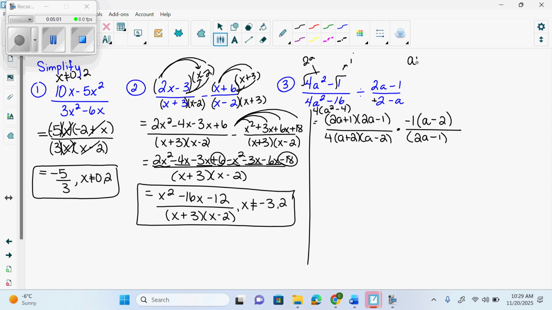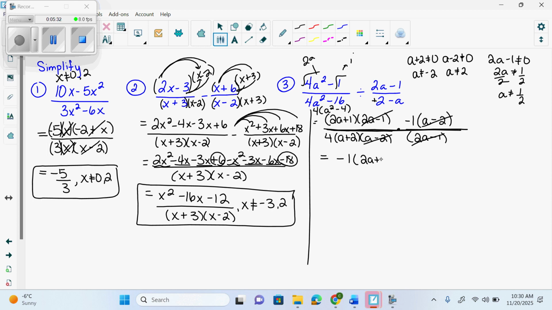So we have a plus 2 can't equal 0, a minus 2 can't equal 0, 2a minus 1 can't equal 0. So a can't equal negative 2, a can't equal 2, 2a can't equal 1, divide by 2, a can't equal a half. Then we have full numerator, full denominator, because we can change division into multiplication. Those cancel, and I'm left with negative 1, 2a plus 1, over 4a plus 2.